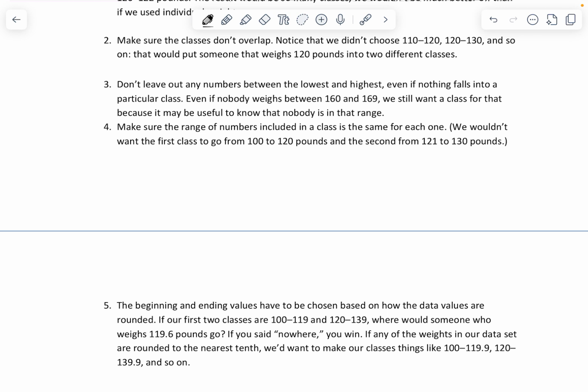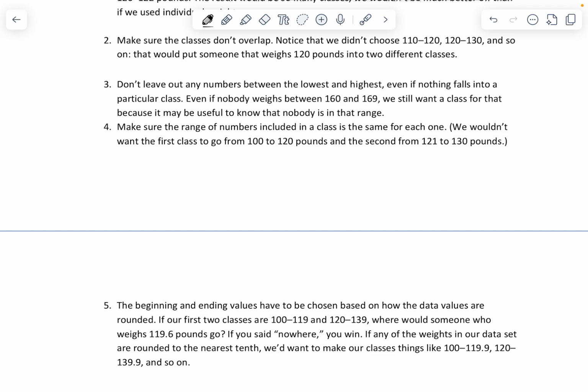And then 5, the beginning and ending values have to be chosen based on how the data values are rounded. If our first 2 classes are 100 to 119 and 120 to 139, where would someone who weighs 119.6 pounds go? If you said nowhere, you win. If any of the weights in our data set are rounded to the nearest tenth, we'd want to make our classes things like 100 to 119.9, 120 to 139.9, and so on. Okay.